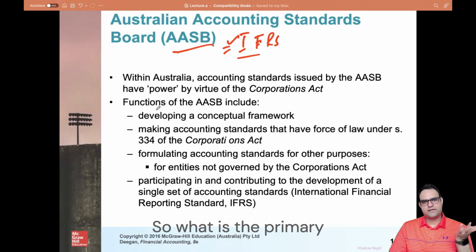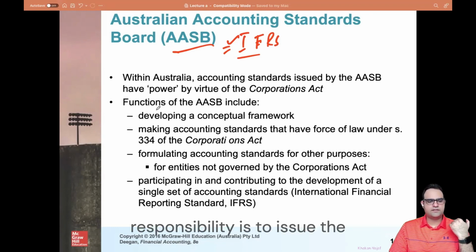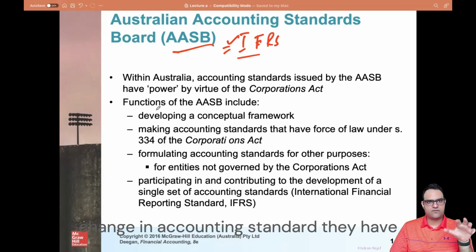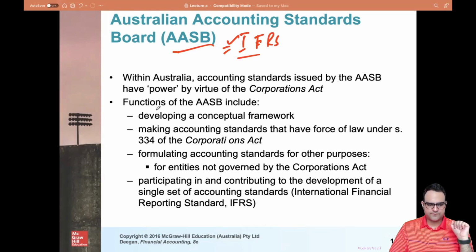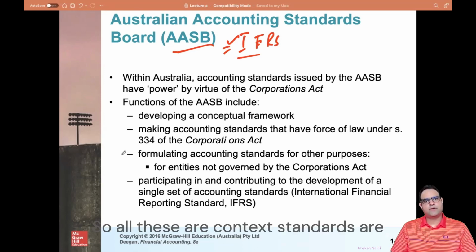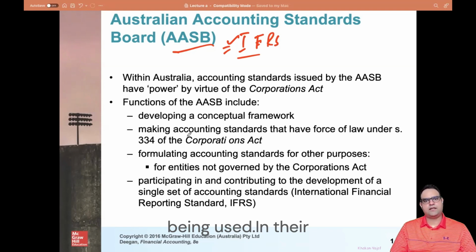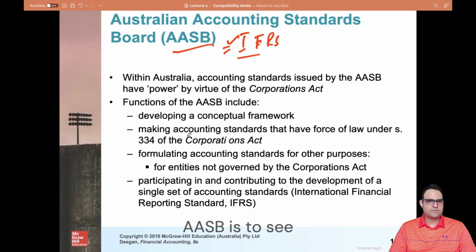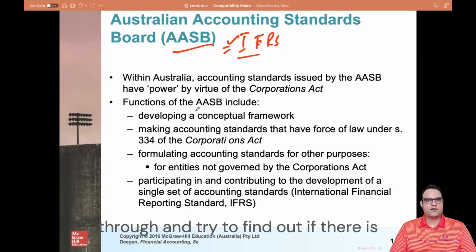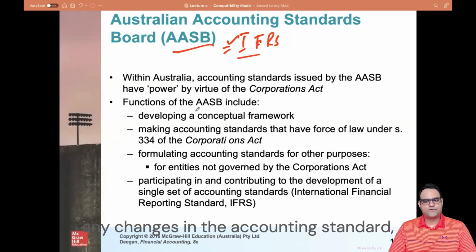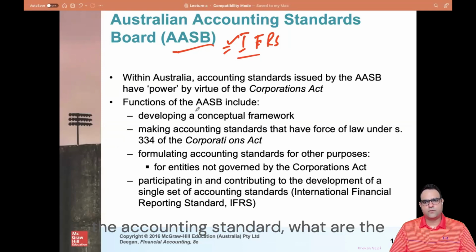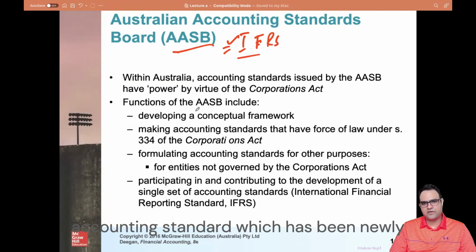Their primary responsibility is to issue the accounting standards, and if there is any change in an accounting standard, they have to mention it in their books. All these accounting standards are being used in the financial reports. The main purpose of AASB is to see through and try to find out if there are any changes in the accounting standards, whether the corporations are following the accounting standards, and what accounting standards have been newly developed.